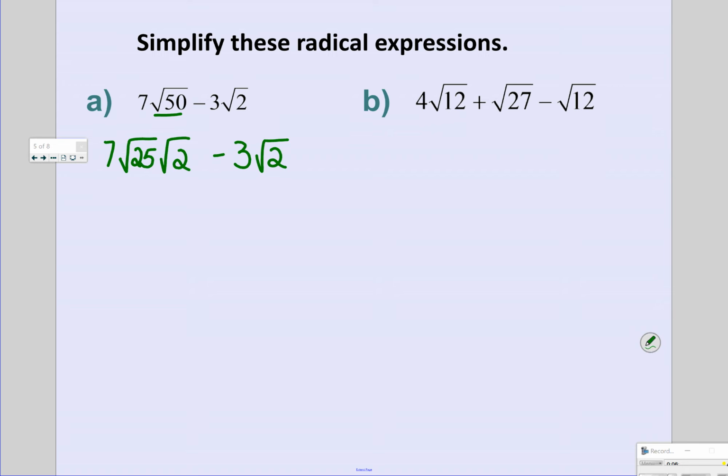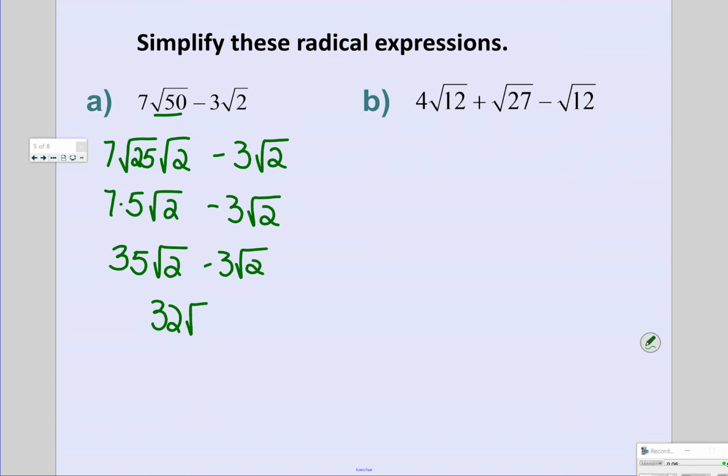And I know that the square root of 25 is the same thing as 5. So this is really the same thing as 7 times 5 times the square root of 2 minus 3 square root of 2. And 7 times 5 is the same as 35. So this is 35 times the square root of 2 minus 3 square root of 2. And so now I can subtract these two expressions, and I get 32 times the square root of 2. And that's simplified.